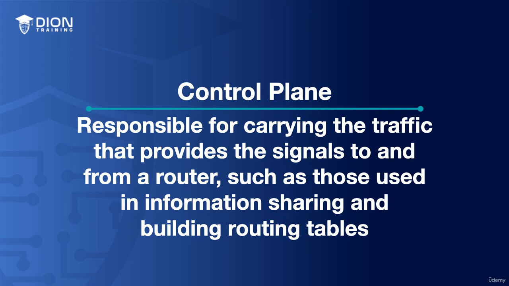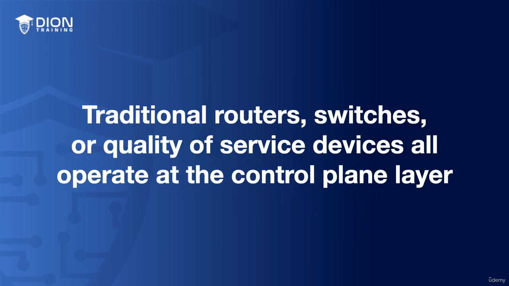The control plane makes decisions about how traffic should be prioritized, secured, and where it should be switched to in the network. If you think about a traditional router or switch, or a quality of service device, these all operate at the control plane layer.